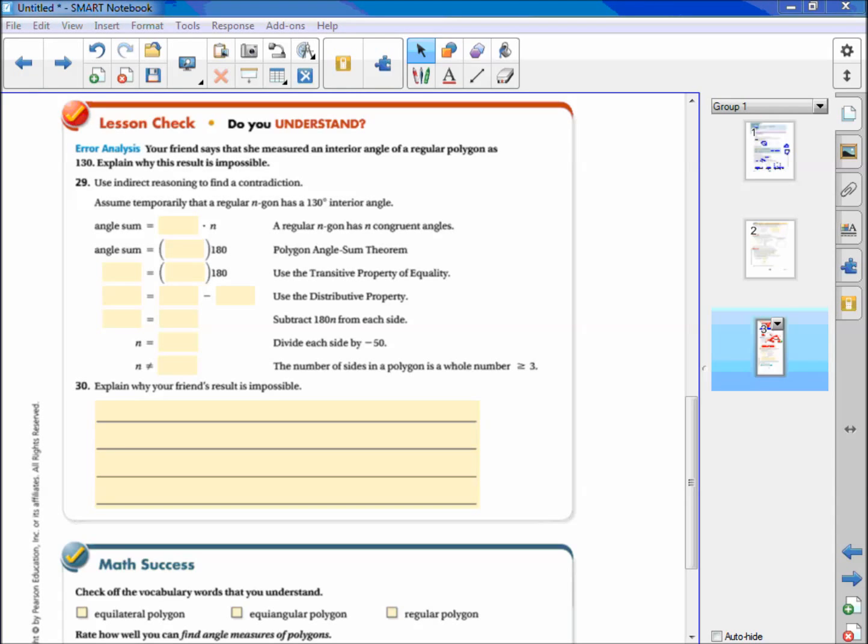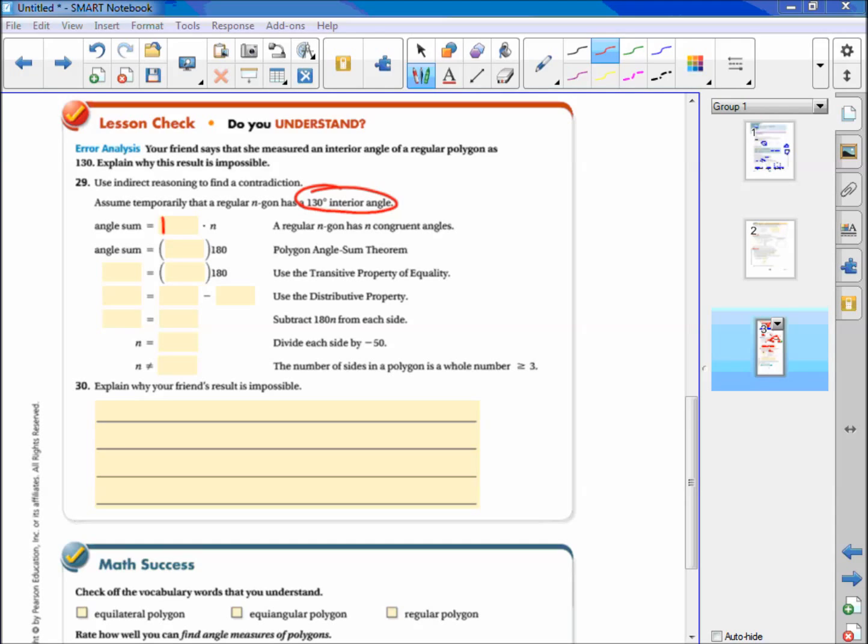Okay, so we have a lesson check here. Error analysis. Your friend says that she measured an interior angle of a regular polygon as 130. Explain why this result is impossible. So we're going to use indirect reasoning to find a contradiction to what she said. So we're going to assume what she said is true, and then we're going to try to prove that it doesn't work out. Okay, so we're going to assume temporarily that you could have a regular n-gon that has an interior angle of 130.